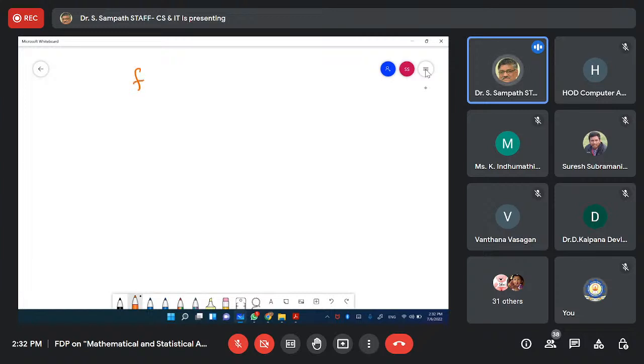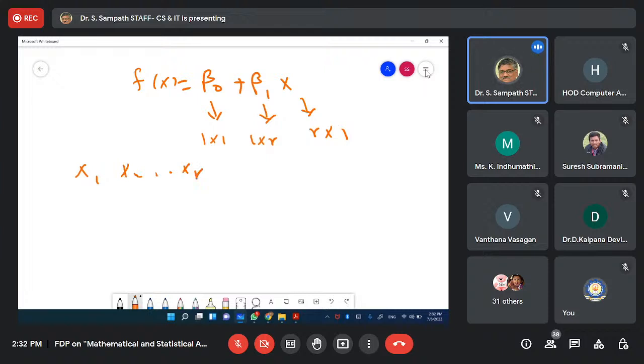We want to find this function: beta naught plus beta 1 x. Beta naught is a scalar, a constant. Beta 1 is a vector, and x is also a vector. Now this is 1 cross 1, beta 1 is 1 cross r, and x is r cross 1. I hope you can understand, because I have r training features, x1, x2, etc., xr. So this is the function which you want to use. This is the equation of your hyperplane.